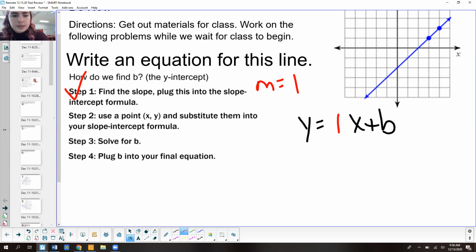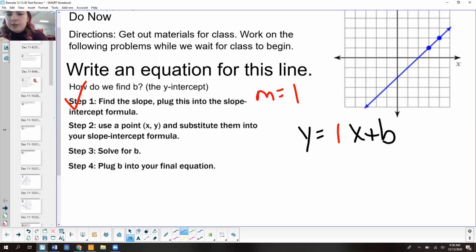Next thing we're going to do, use a point, x, y, and substitute them into your slope intercept formula. So we were given 2 points on the graph. We can go ahead and use either one of these. I'm just going to pick this one. So remember, we start at the origin, we go over 1, 2, 3, up 1. So this point is at 3, 1. So I've found where that point was on the graph.